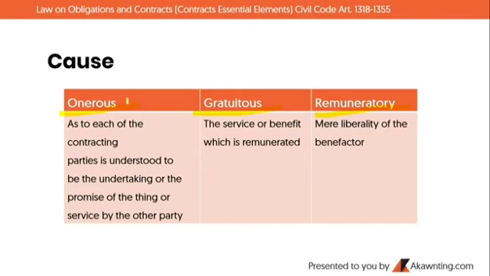Okay, so unahin muna natin yung onerous. Pag sinabi natin onerous, usually each party receives a valuable consideration. Okay? So, andito, as to each of the contracting parties is understood to be the undertaking or the promise of the thing or service by the other party. Okay, so yun nga, in example natin kanina sa contract of sale, ang cost para kay seller is the price of the thing, while the cost sa perspective ni buyer is the promise. Okay, the promise of the thing, the delivery of the land, okay, specifically.